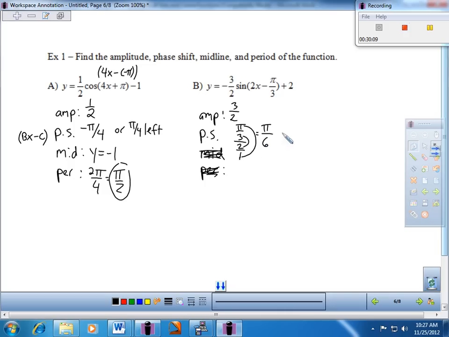Or again, if you want to emphasize, you could write pi over 6 to the right. Again, not necessary, to be honest. A positive phase shift implicitly tells you you're moving to the right. Okay, now let's come back to the midline there. Midline is just y equals 2 from the back. And period, everybody, 2 pi over 2, pi units.